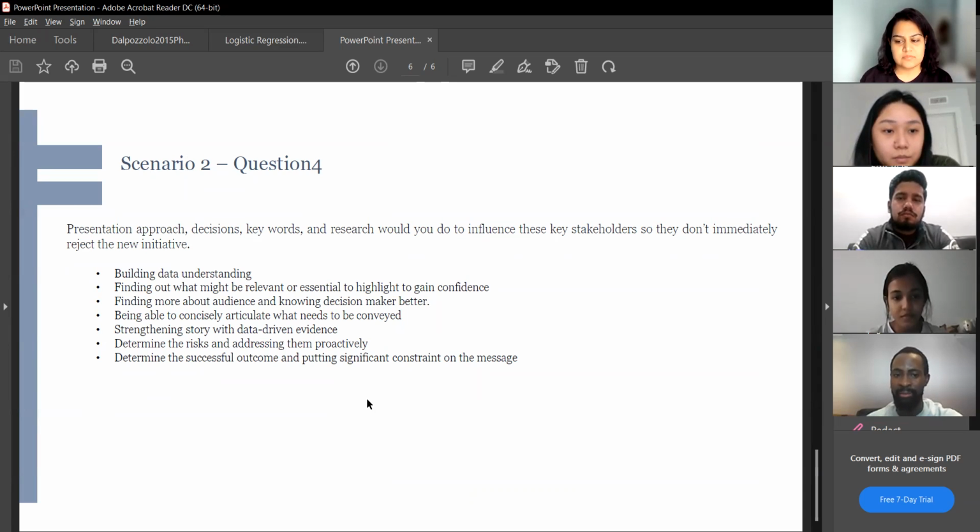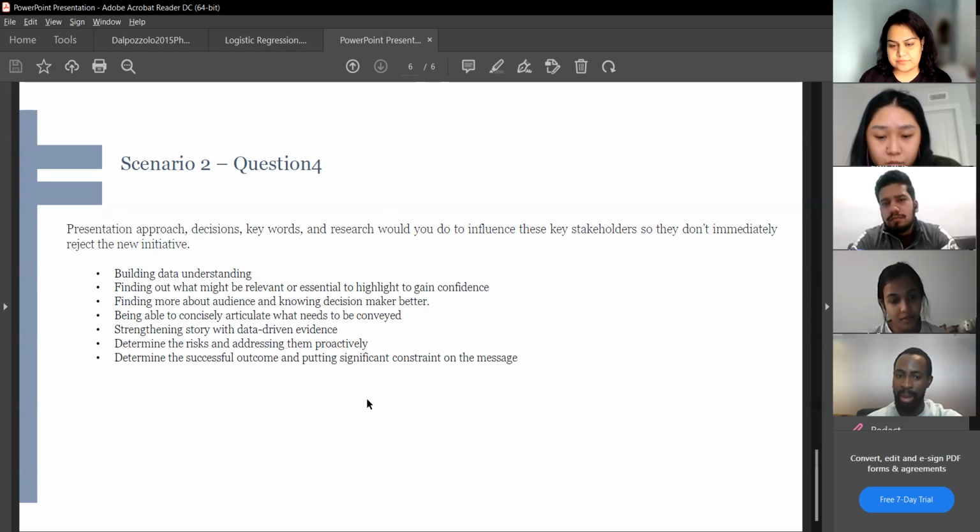So we believe if we get relevant data, we're going to gain the confidence of the stakeholders. Then we went on to finding more about the audience and decision maker. There are different ways to approach different decision makers. If we know the exact decision maker we're working with, we will know how to prepare for them. We also went to being able to constantly articulate what needs to be conveyed, passing out the relevant information. And the next one is giving the story with data-driven evidence.